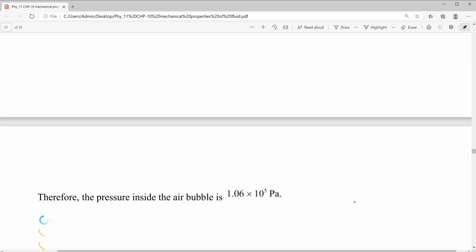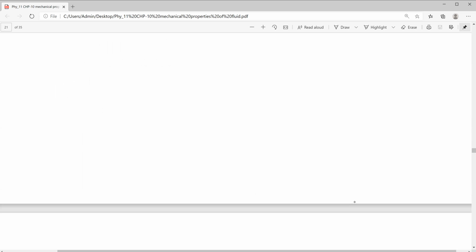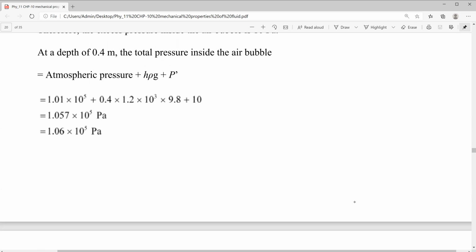So substitute all those values. Atmospheric pressure plus rho gh plus P dash. P dash we got is 10, and here atmospheric pressure value is 1.01 into 10 to the power of 5, g value is 9.8, rho value is 1.2 into 10 to the power of 3, and h value is 0.4. By substituting all those, we got the value as 1.06 into 10 to the power of 5 Pascal. So got this one?